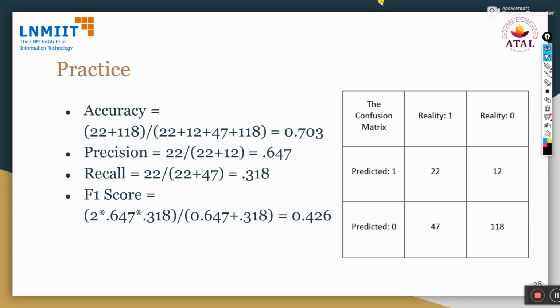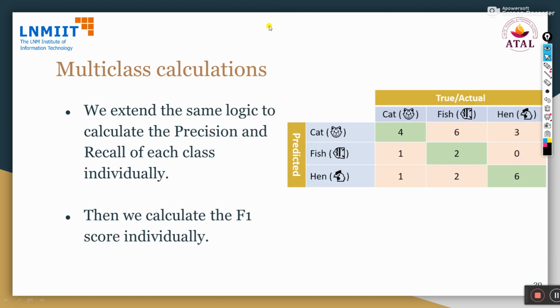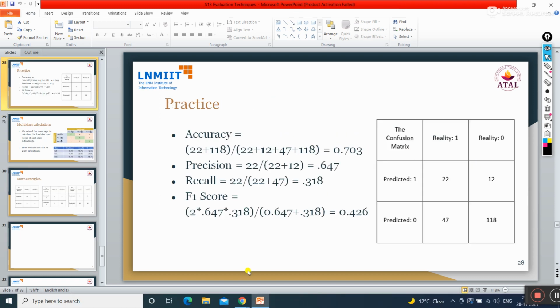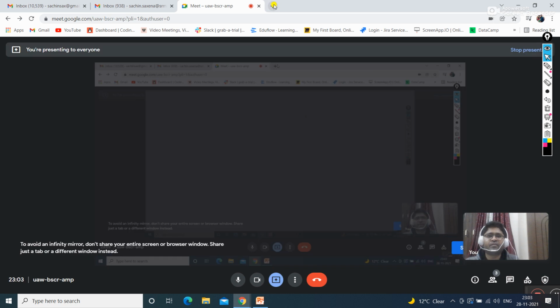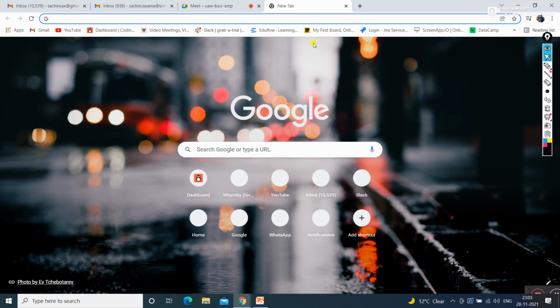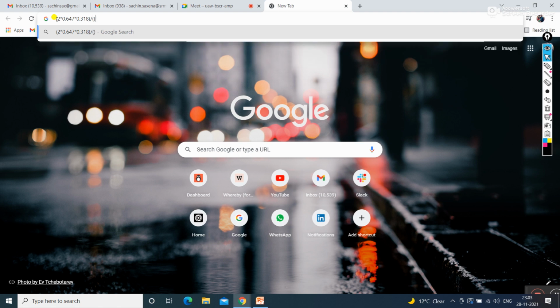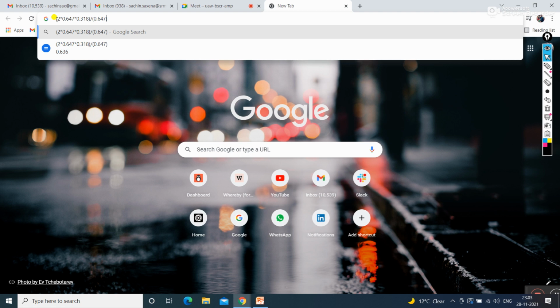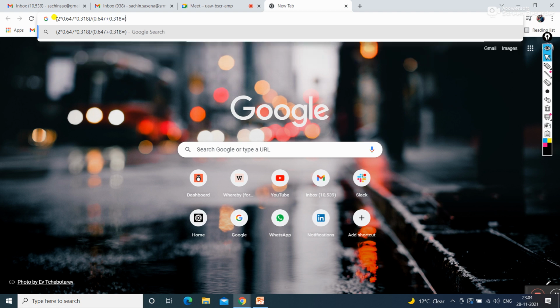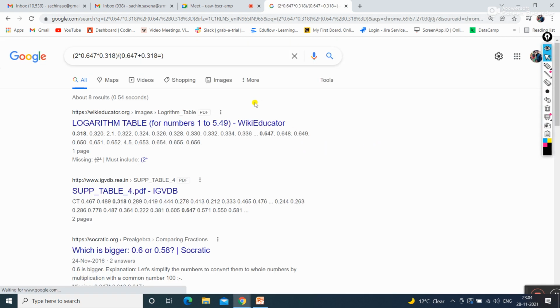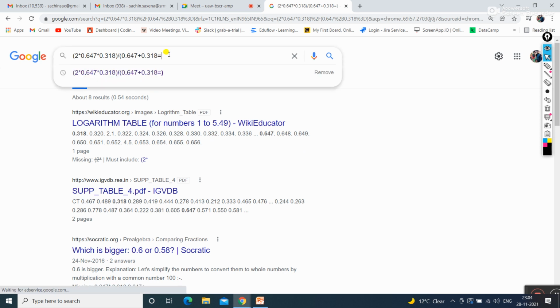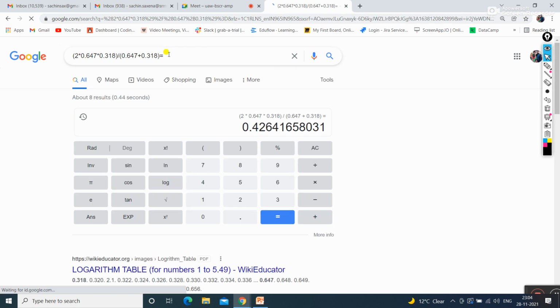So let's calculate on Google. It is 2 asterisk 0.647 asterisk 0.318, then divide by 0.647 plus 0.318, which is equal to 0.426.